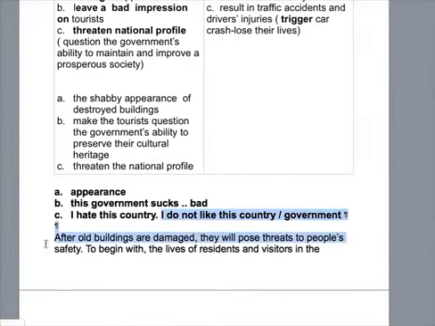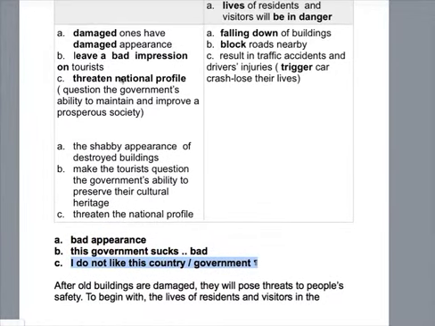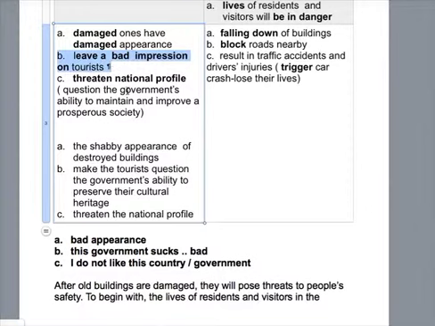So the logic is here. You see the bad appearance, then you say the government really sucks, that government is not responsible, I don't like this country. You can see the logic here. She put, I don't like this country first. Then she put another, I don't like this country. So there's something wrong with the logic in these ABC phrases. That's why I would say this answer is about 6.5 instead of a 7.